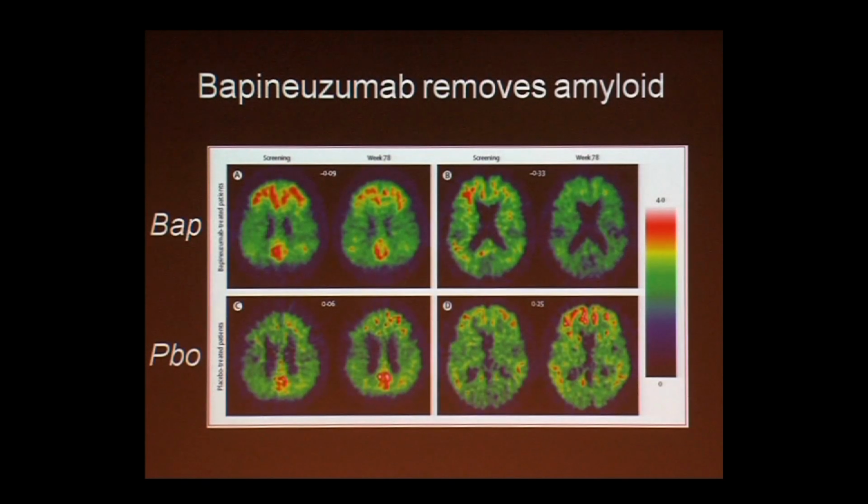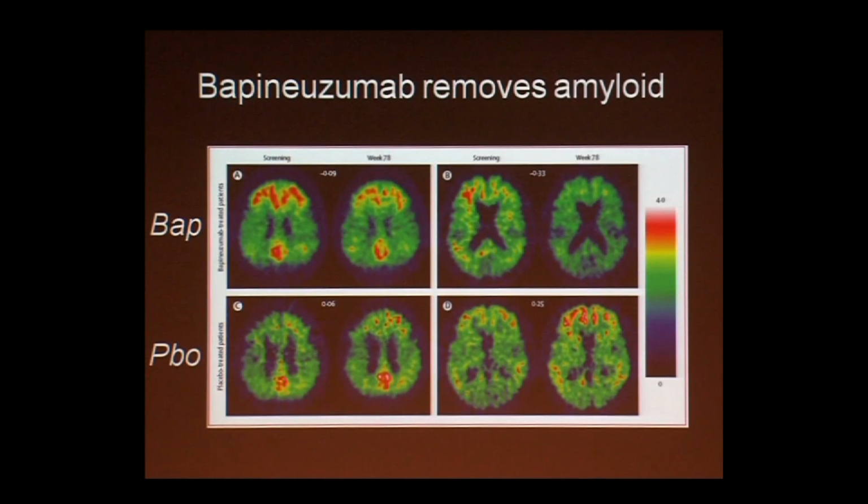And this is the same PIB, the Pittsburgh compound B, that Dr. Rabinovich showed you that lights up amyloid from a recent study with a drug called bapineuzumab. And you can see that this is after 78 weeks in a placebo-treated patient. There's more red here, more amyloid accumulating. So this is from baseline to 78 weeks later. But in a number of the cases that got this treatment, the amount of amyloid actually decreased.